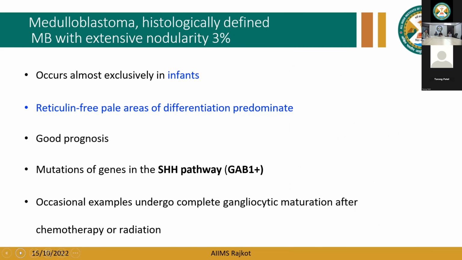Now the next one is medulloblastoma with extensive nodularity, almost exclusively in infants. There will be reticulin-free pale areas of differentiation. These areas will predominate in this category. It has a very good prognosis. SHH pathway mutations can be seen. GAP1 positivity will be there.